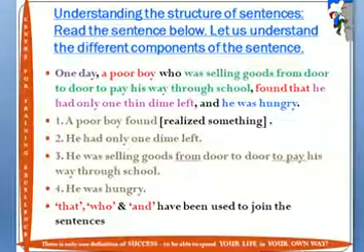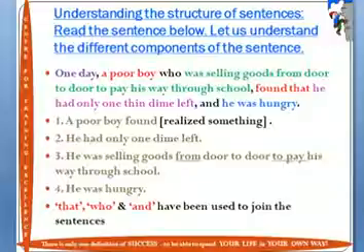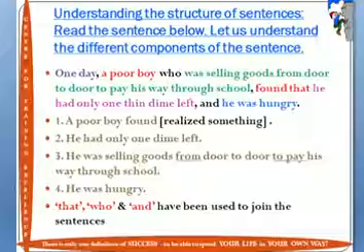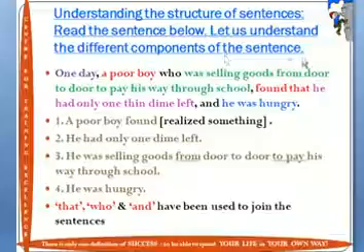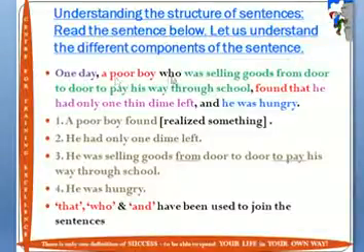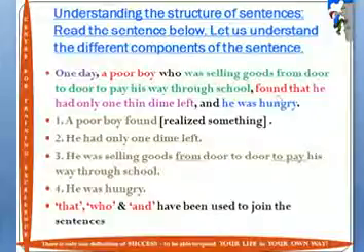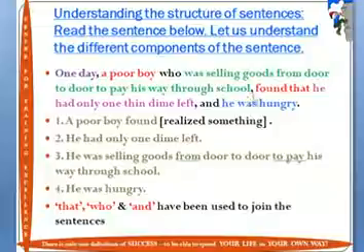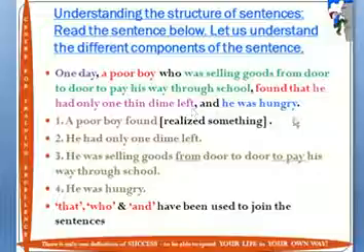Let us understand the structure of longer sentences. Read the sentence below. Let us understand the different components of the sentence. One day, a poor boy who was selling goods from door to door to pay his way through school found that he had only 1 thin dime left and he was hungry.